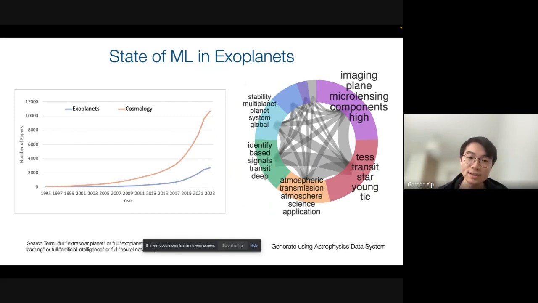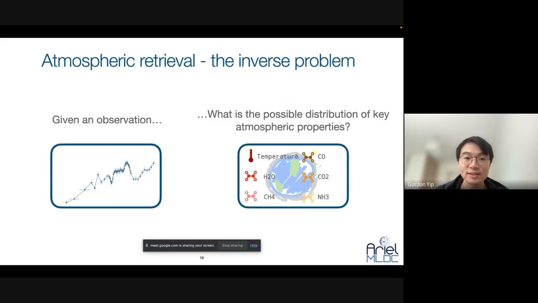And in recent years, the amount of machine learning literature has increased exponentially. The orange graph is cosmology, exoplanets. It really starts around 2017. And people are trying to explore different ways to apply machine learning in exoplanets to help speed things up.